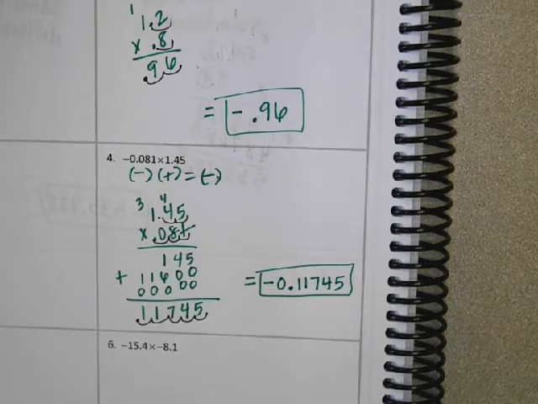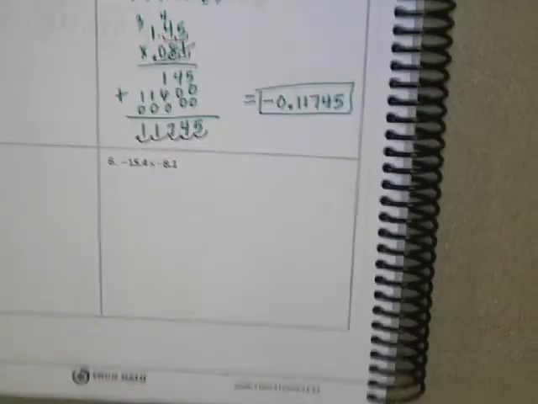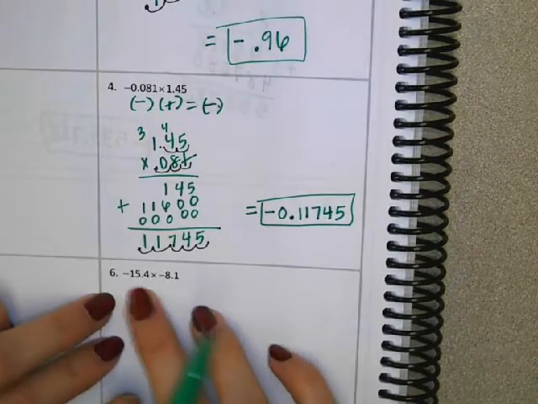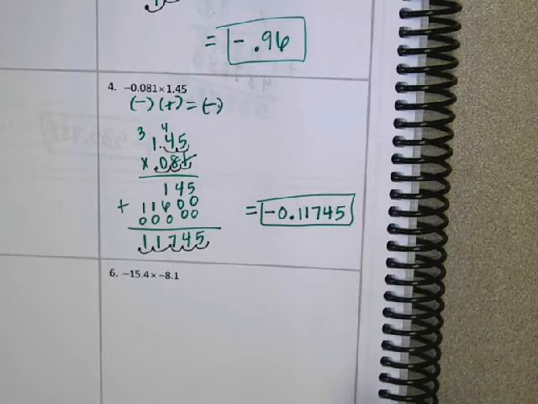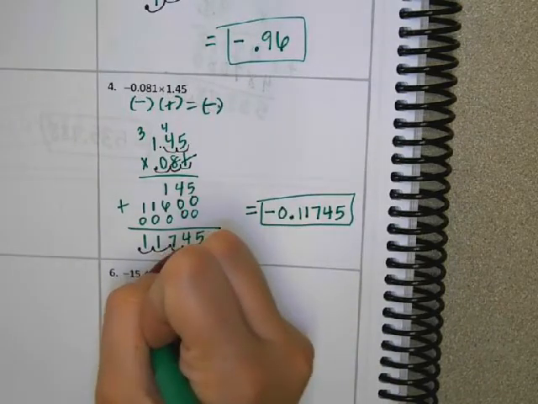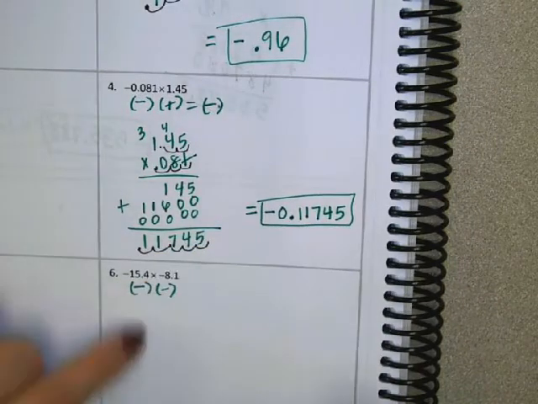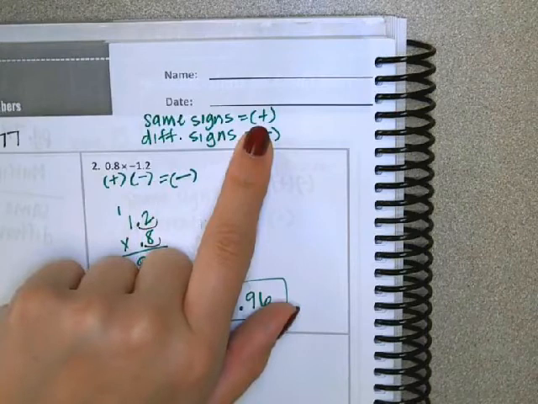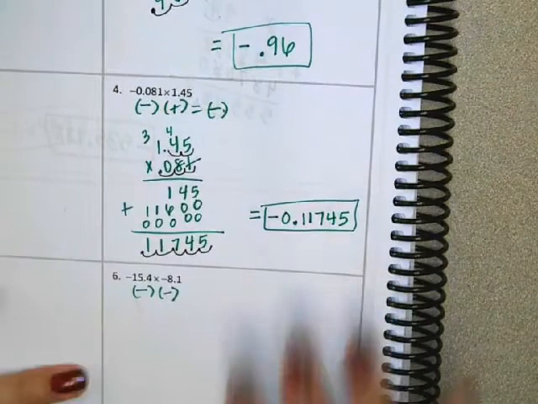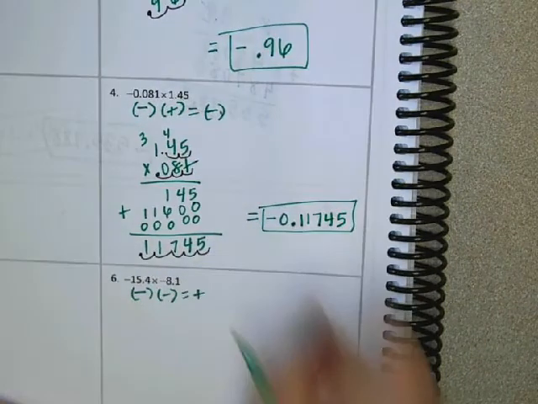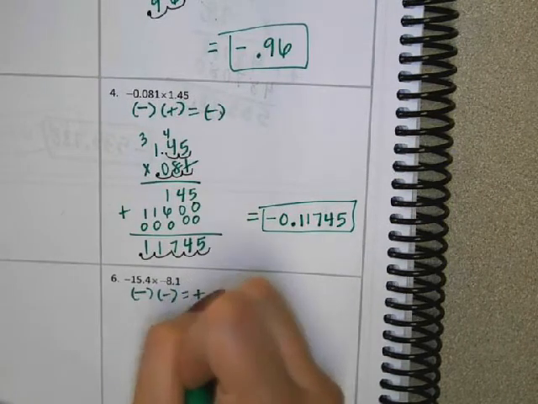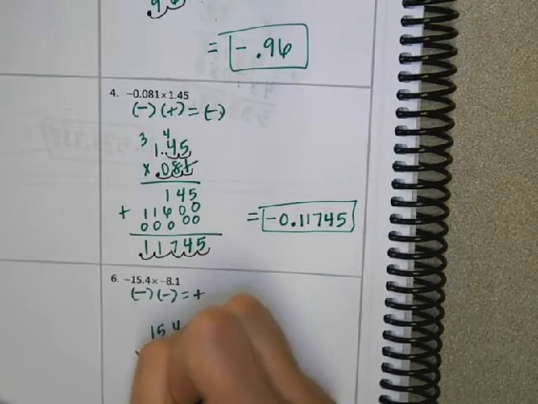Okay, and to finish off number 6, I'm going to take care of my signs first. I have a negative 15.4 times a negative 8.1. So taking care of my signs, I have a negative times a negative. They have the same sign. Both of them are negative, so same sign. That tells me I'm going to have a positive answer. So right away, I know my answer is going to be positive. Then I'm just going to multiply. So I have 15.4 times 8.1.